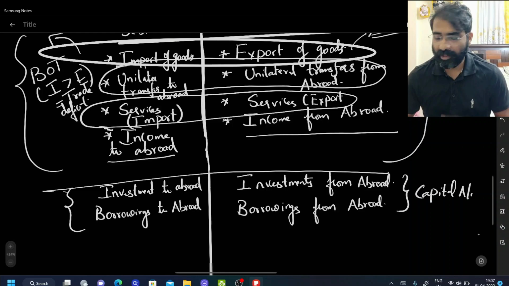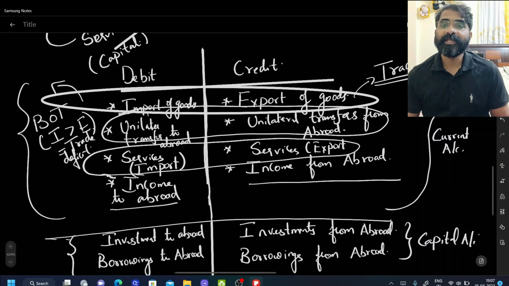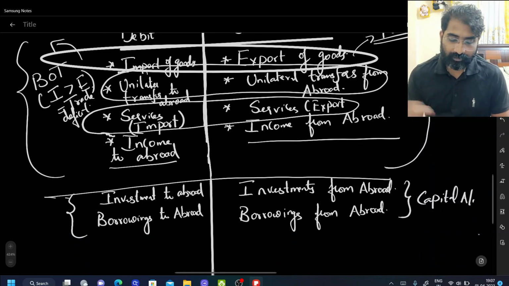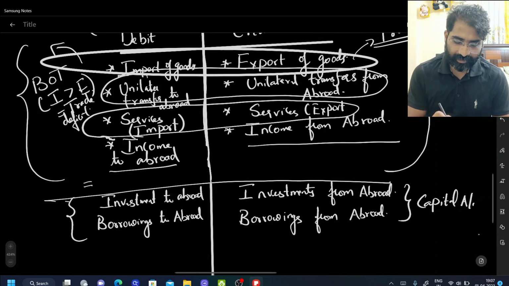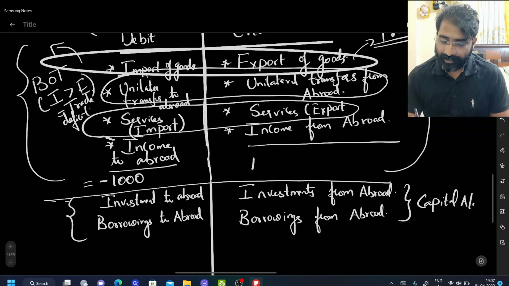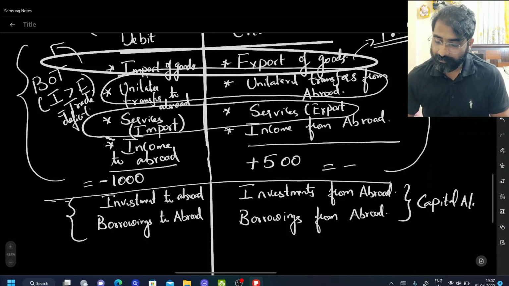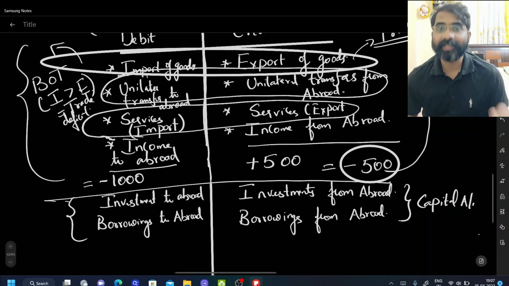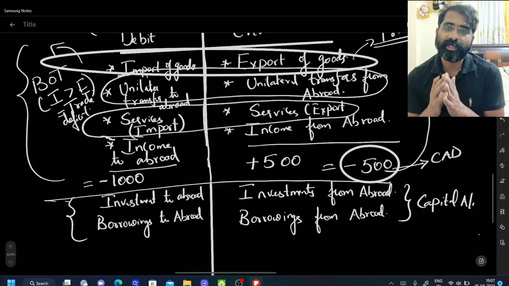So this portion is basically the capital account. Simple logic here. In the current part, if there is a deficit, for example, the debit part is, let's say, minus 1000, and the credit part I've written plus 500, the net would be minus 500. So there is a deficit. This minus 500, we call the current account deficit. Very important understanding.